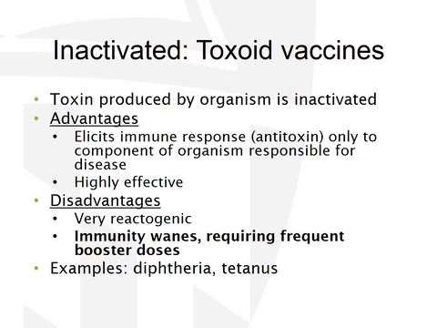Advantages: these elicit immune response only to the component of the organism responsible for the disease, and they are highly effective. So because you're using the toxin itself and not the organism, it's more specific. It's more specific because it's the toxin that's causing a problem. Disadvantages: very reactogenic, so patients can have issues with these, and immunity can wane, and so that will require more frequent booster doses. Some examples: diphtheria and tetanus are both this type of vaccine.